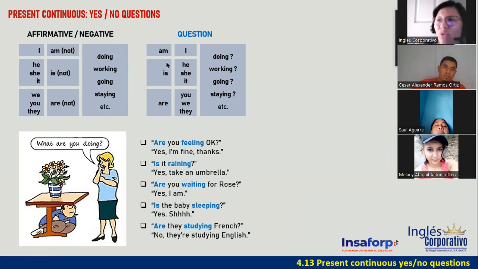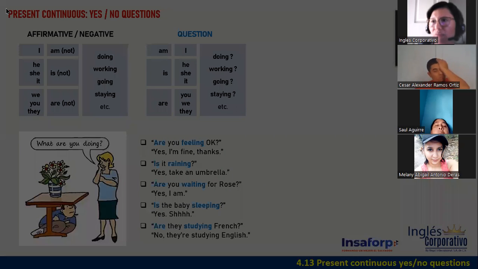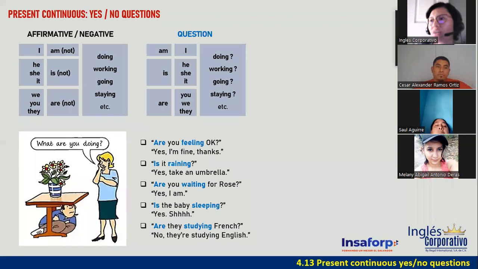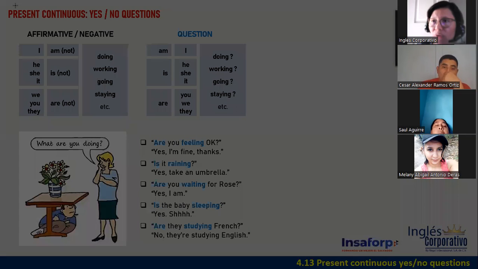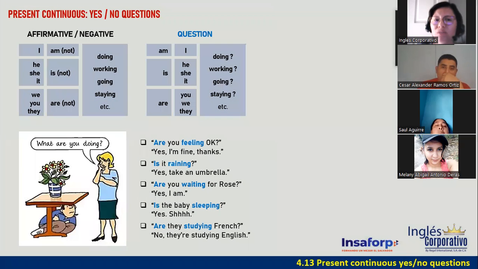¿Cuál es la diferencia, teacher? Que hay un switch nada más, que cambian de posición el sujeto y el verbo to be. Las preguntas van a comenzar directamente con verbo to be. So we have the affirmative and the negative form. And then the question form will begin directly with the verb be. Si es una pregunta de sí o no, va a comenzar directamente desde el verbo to be. ¿De acuerdo? Entonces tenemos ahí, am I working? Is she working, right? Are they staying? Are you going? ¿Verdad? Entonces, cuando comienzo con verb be, I am talking about yes, no questions. Okay, now let's take a look at the examples that we have here.